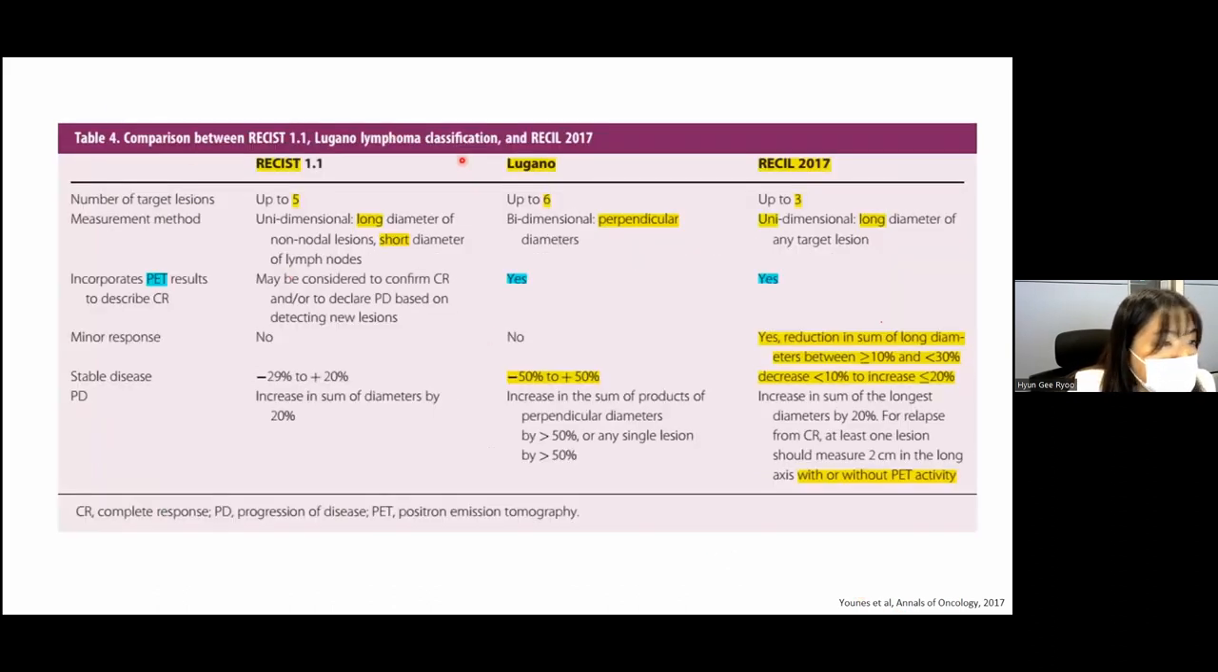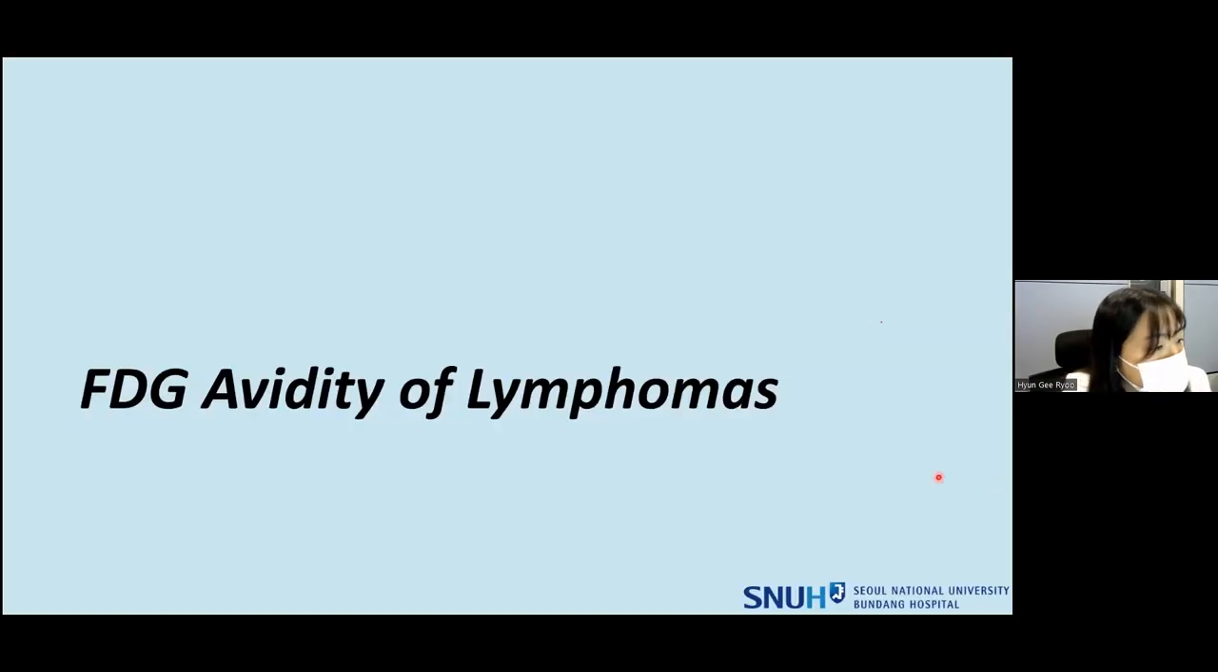As I mentioned in the previous slide, I explained the Lugano classification system and the RECIL classification system. The Lugano system and RECIL classification system incorporate PET, FDG PET, into the treatment response evaluations. Then I would like to explain the FDG avidity of lymphomas.